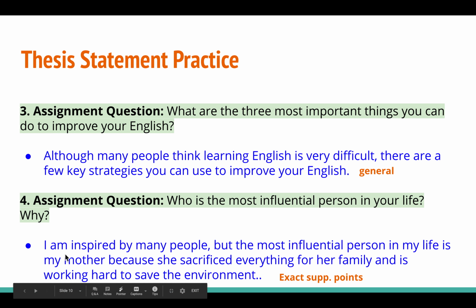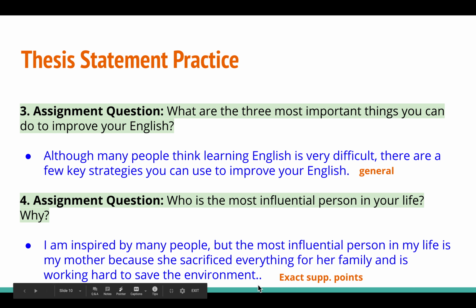And in number 4, I'm inspired by many people, but the most influential person in my life is my mother because she sacrificed everything for her family and is working hard to save the environment. Here, I'm telling the exact supporting points. Now, how many supporting points do you think I have? I have 2, right? Because I have 2 reasons why my mother is the most influential person. She sacrificed everything for her family is number 1. And then she's working hard to save the environment, number 2. So that means I will have only 2 body paragraphs for this essay, okay?